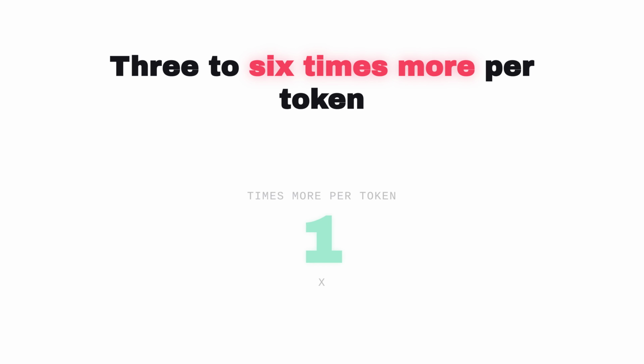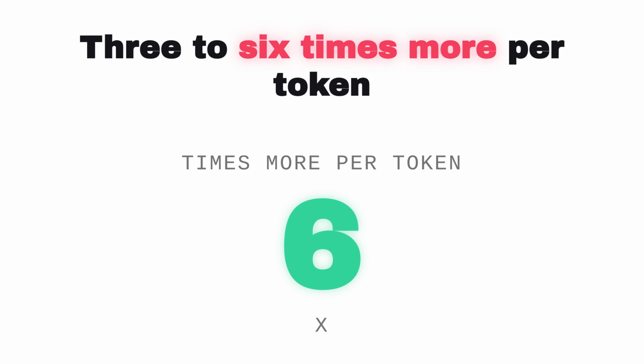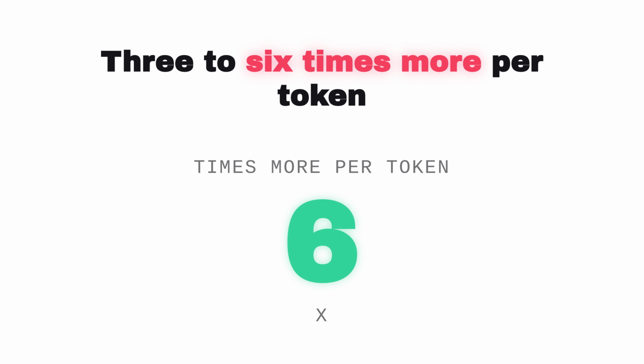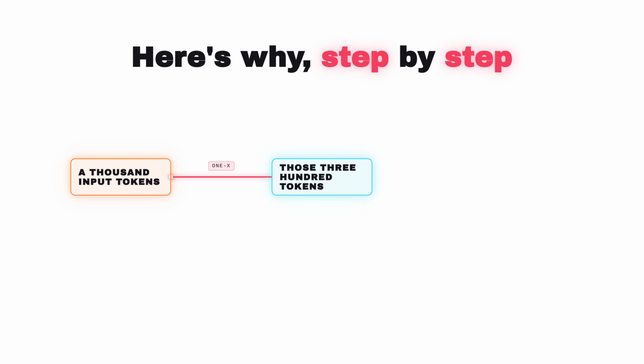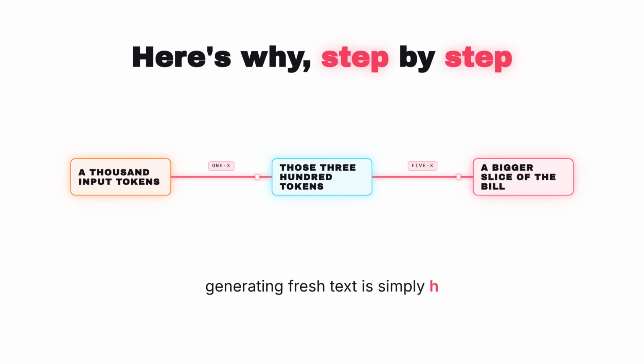Per token, generating a response typically costs 3 to 6 times more than reading your prompt. Here's why, step by step. Say one call sends 1,000 input tokens and gets 300 back. Input is priced at 1x, so those 1,000 tokens cost 1,000 units. But output runs 5x, so those 300 tokens cost 1,500 units. Fewer tokens out, yet a bigger slice of the bill. It makes sense. Generating fresh text is simply harder work for the model than reading what's already there.